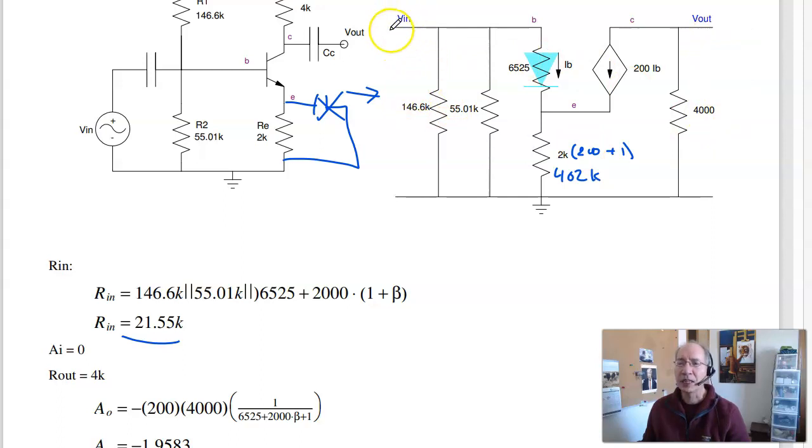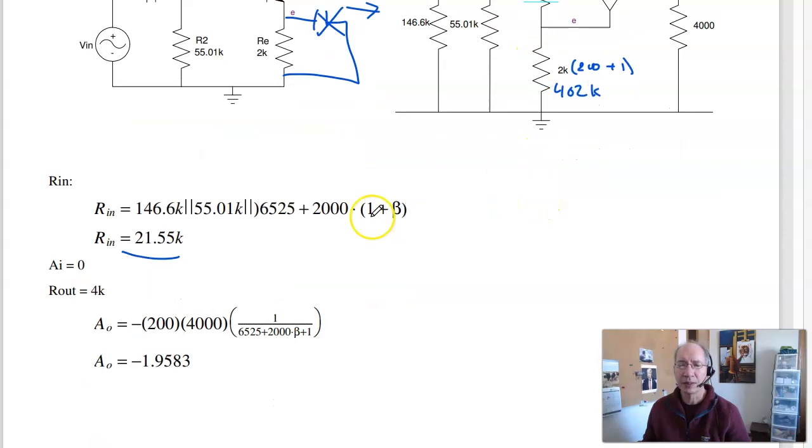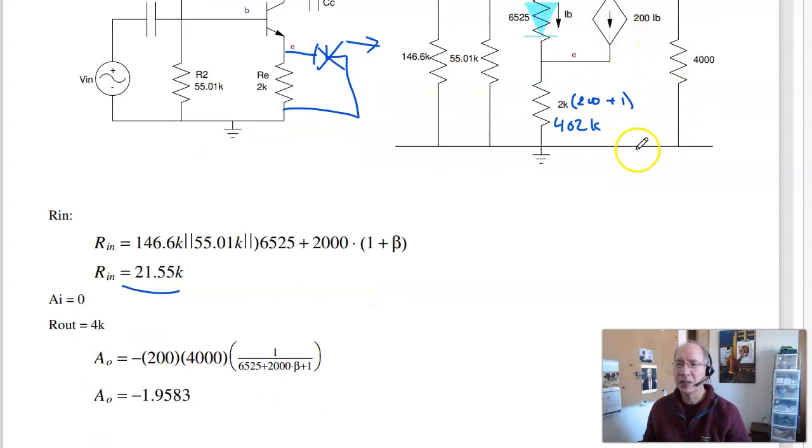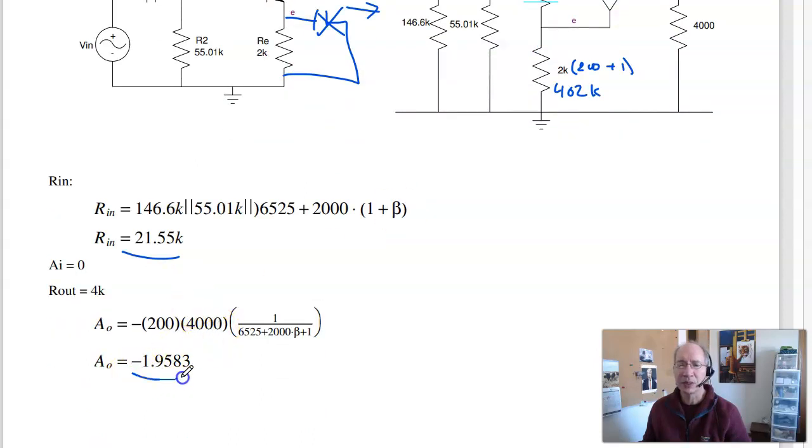The output resistance, or R out, to make the input 0, IB is 0, beta IB is 0, all I see is 4K. To get the output gain, make this 1 volt. The current is then 1 volt divided by the total resistance, 6525 plus 402K. Gives me the current. Current times beta gives the current over here, IC, and I times R times 4000 gives the output. Gain is 1.95.